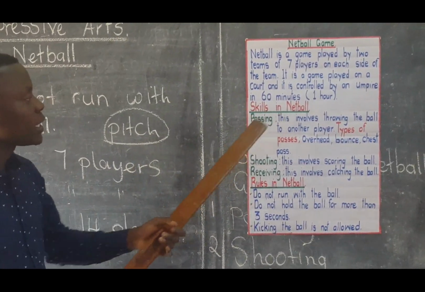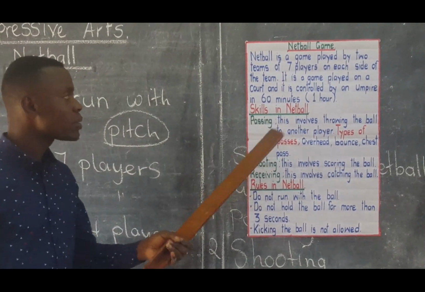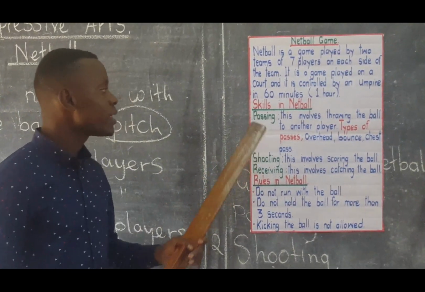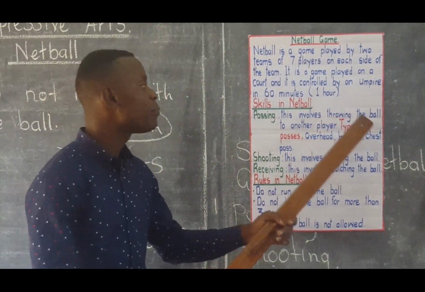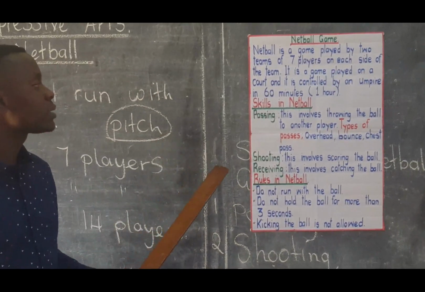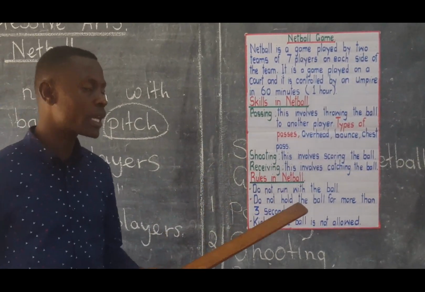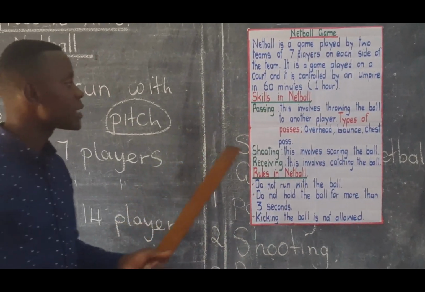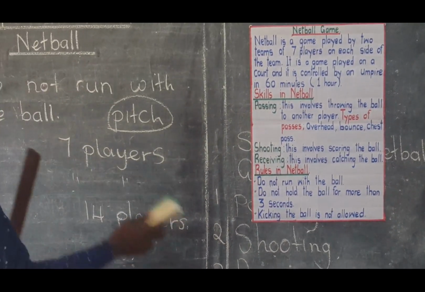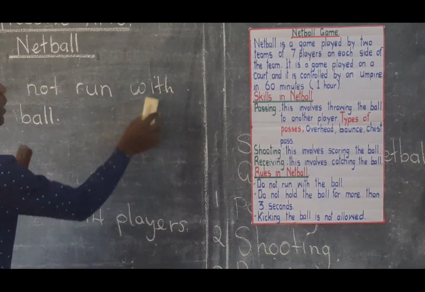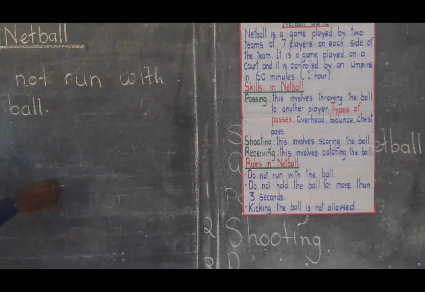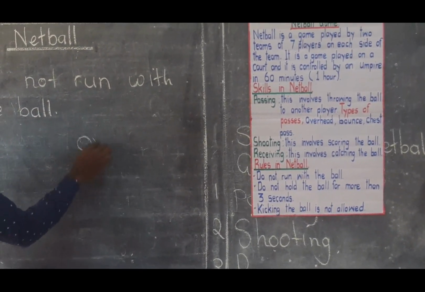Now, we also looked at skills in netball. Number 1, passing. This involves throwing the ball to another player. It is also important that we look at some of the passes that are used in netball. The first one is called overhead. So that's the first pass which is used in netball.